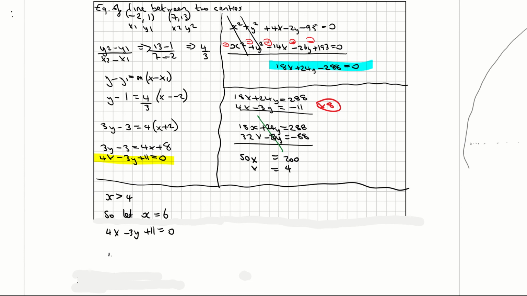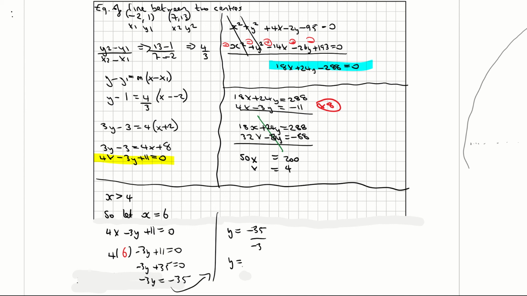So I'm subbing in 6, so 4 bracket 6 minus 3y plus 11 is equal to 0. And I get minus 3y, 6, 12, 18, 24, 35 equals 0. So minus 3y is equal to negative 35. So in order to solve for y, then y is equal to minus 35 divided by minus 3. Minus divided by minus is positive, 3 into 35 just stays as 35 over 3.